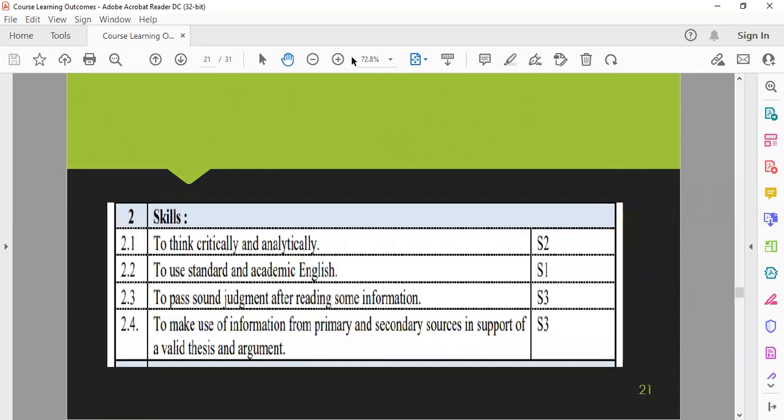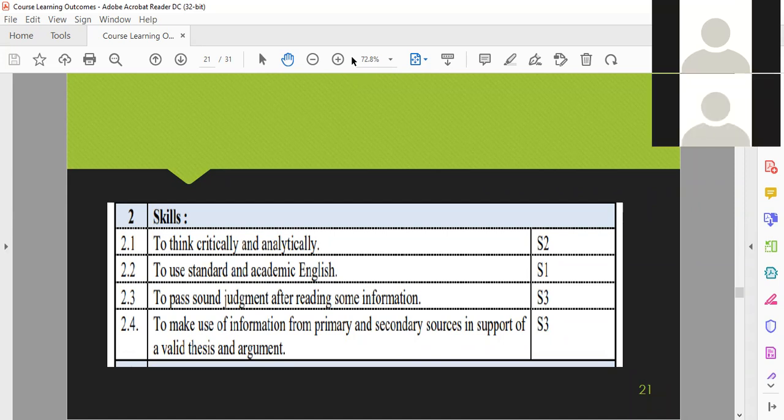Thank you so much. Okay, then coming to another example. In one of the courses, and I'd like you to help me guess what this course is, I found these skills: to think critically and analytically, to use standard and academic English, to pass sound judgment after reading some information, to make use of information from primary and secondary sources in support of a valid thesis and argument. If any one of you can guess which course this is, Dr. Munassar is going to reward him or her. Doctor, I think it's research methodology. The reward will be next week off.